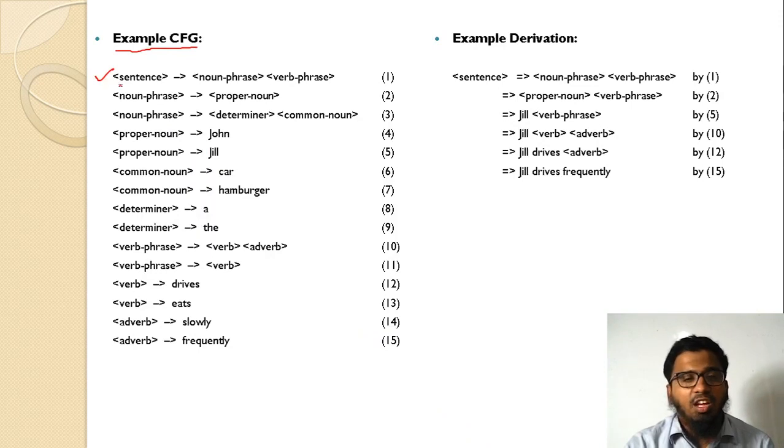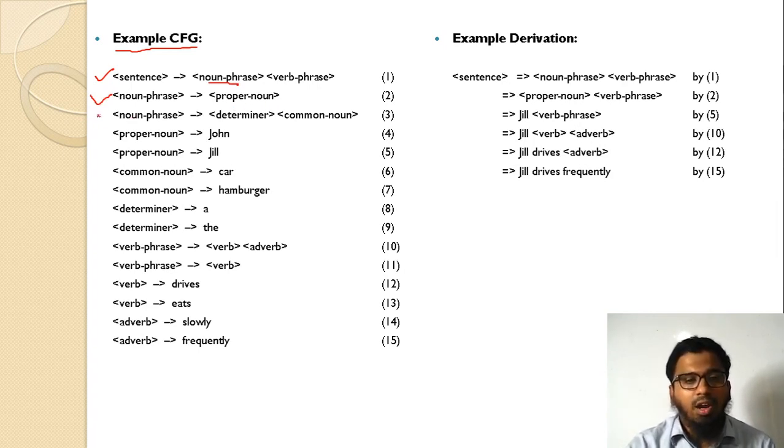What is a sentence? A sentence is a noun phrase and a verb phrase. When we combine these two, it becomes a sentence. What is a noun phrase? A noun phrase is nothing but a pronoun.